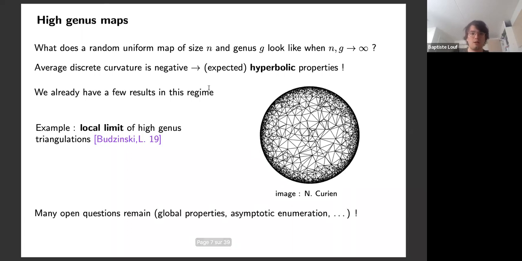And in these high genus maps, there are many, many open questions that remain. Of course, global properties, like their diameter, or the asymptotic enumeration of these objects that comes with it. It's not directly a problem of random maps, but it's highly related. There are more open problems than closed problems in this field. But this is not what I'm going to talk about today.